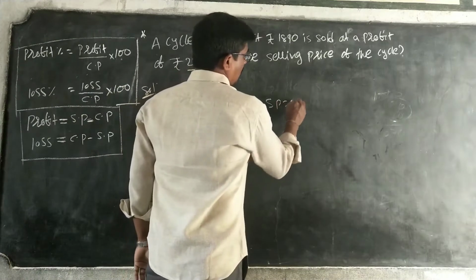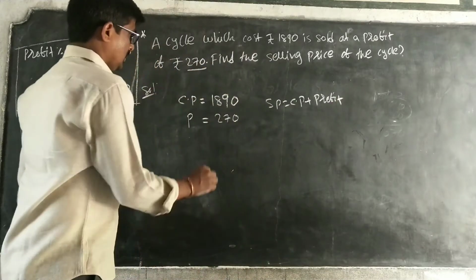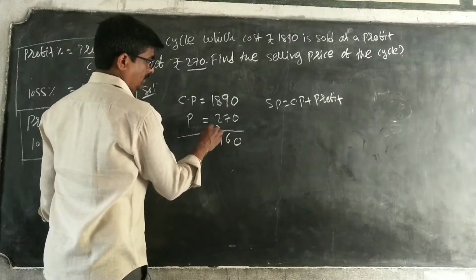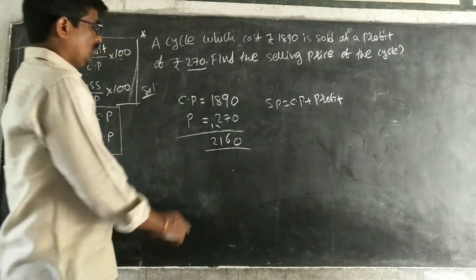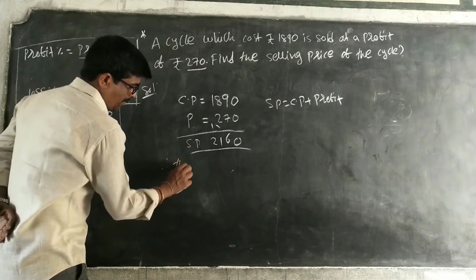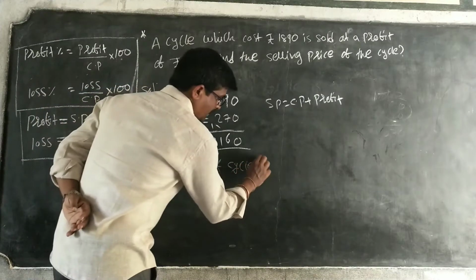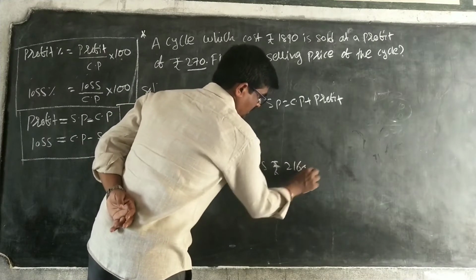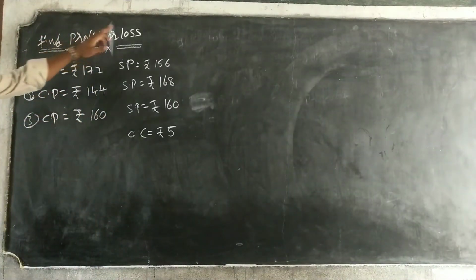Selling price is equal to cost price plus profit. Cost price plus profit is 1890 plus 270, which is 2160. This is the selling price. Therefore, the conclusion: the selling price of the cycle is rupees 2160. Okay, right.